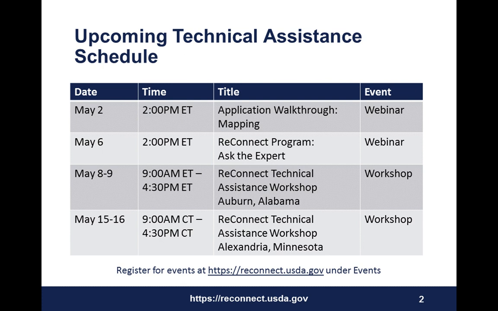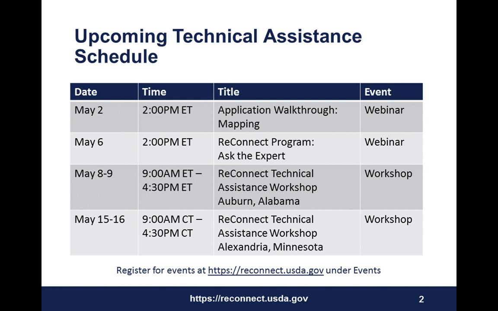Next week, USDA and the Technical Assistance team will be hosting our 5th workshop in Auburn, Alabama. This workshop will take place Wednesday and Thursday, May 8th and May 9th. This workshop will have USDA experts and technical assistance staff reviewing and explaining program requirements and walking through the application system.